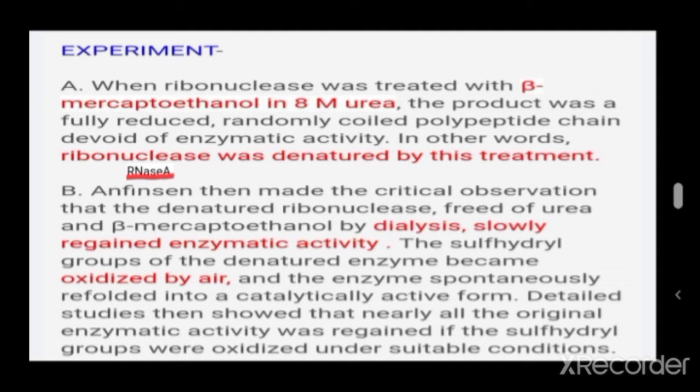First he took the ribonuclease and treated it with beta-mercaptoethanol in 8 M urea. The product was a fully reduced, randomly coiled polypeptide chain which is devoid of enzymatic activity. In other words, the ribonuclease was denatured by this treatment. So in the first case, when you use mercaptoethanol in 8 M urea, the protein is denatured. Now let's see the second step.